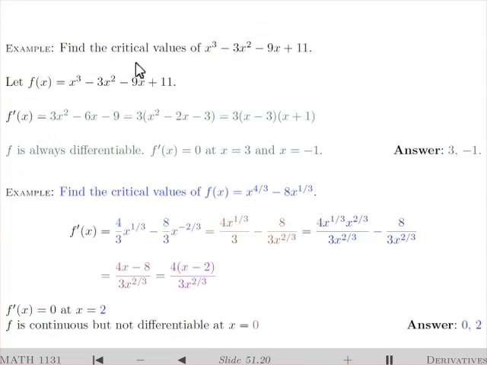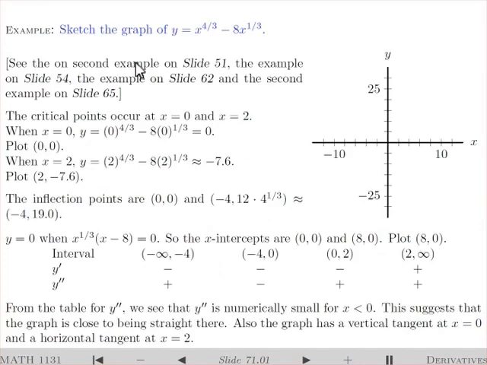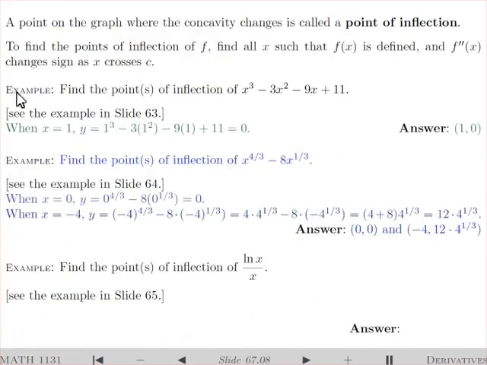In slide 51, we found the critical values. They are at 0 and 2. We also did the sign charts for the first and second derivative, and we found the points of inflection, which are (0, 0) and (-4, 12 times 4 to the 1/3).